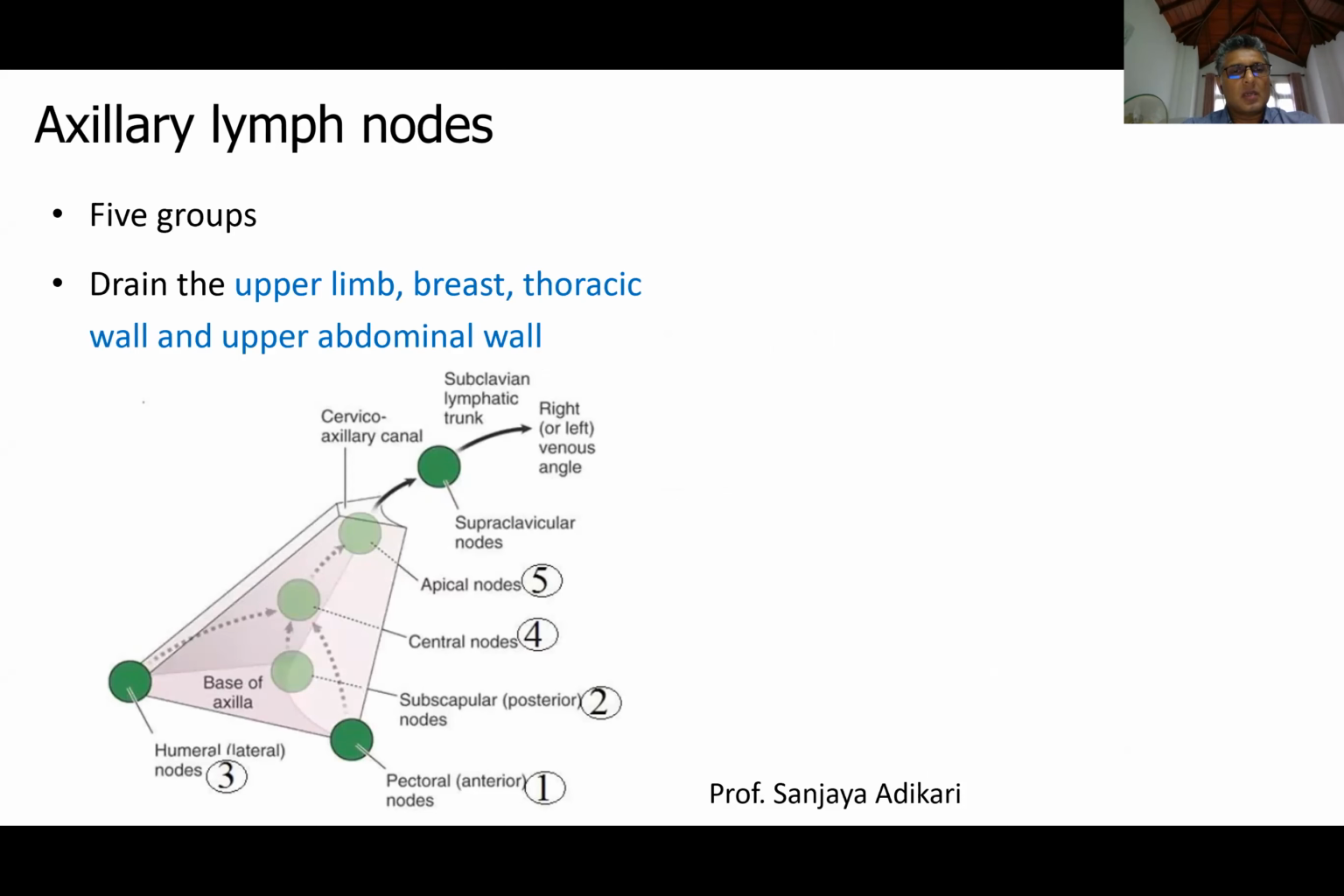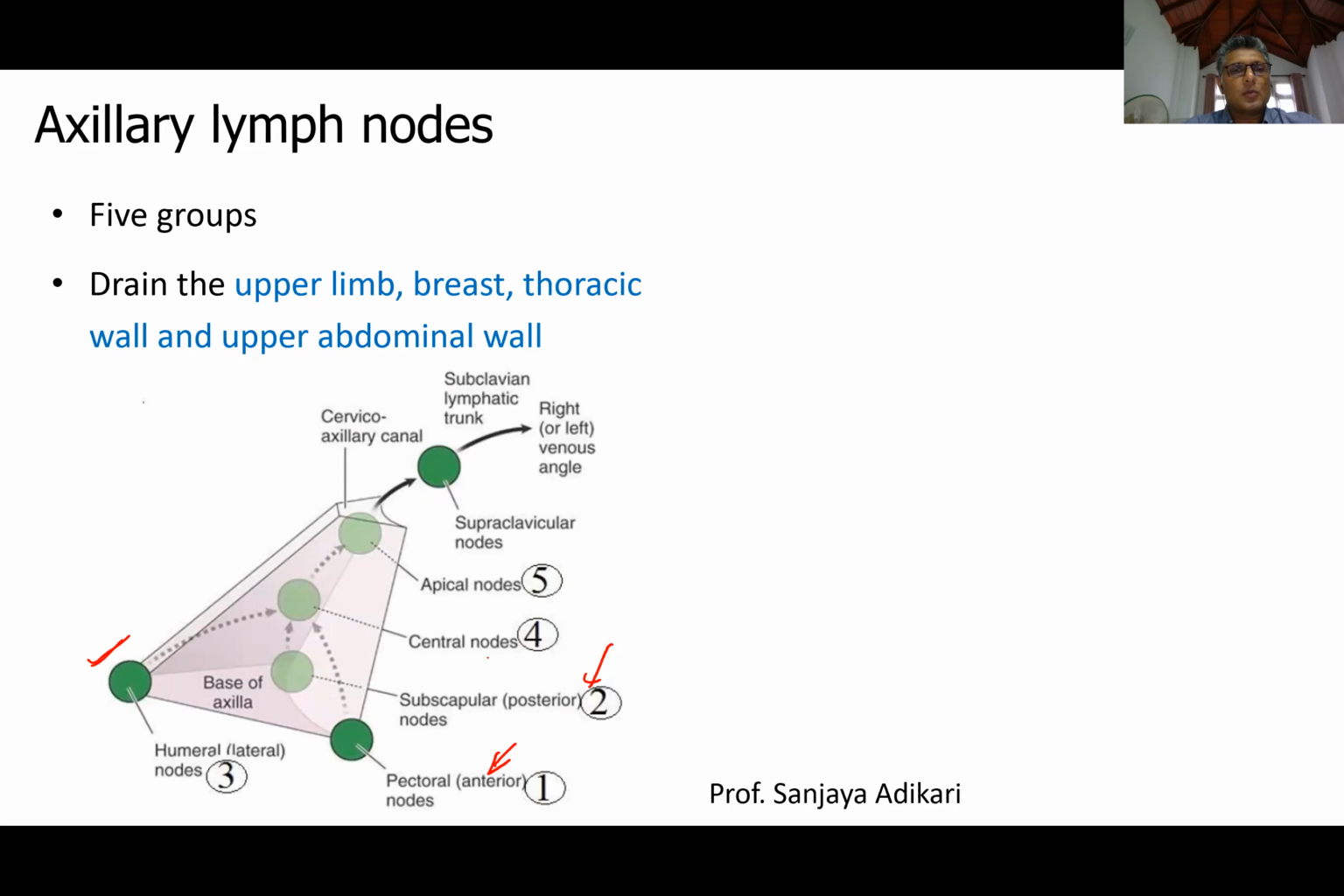The groups are, if you name the groups, you have an anterior group, which is also called pectoral group because it is in relation to the pectoralis minor muscle, and a posterior group, which is also called subscapular group because that is in relation to the subscapularis muscle. Then you have a lateral group, which is in relation to the upper end of the humerus, so arm.